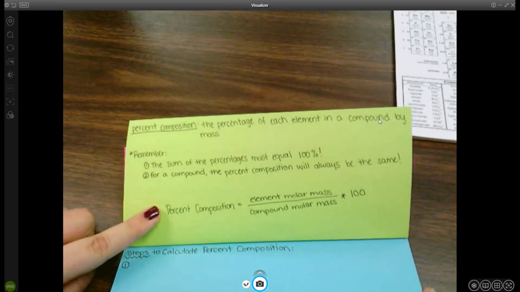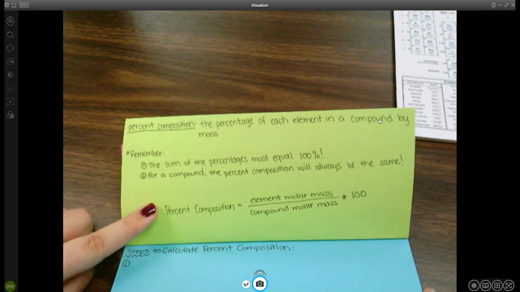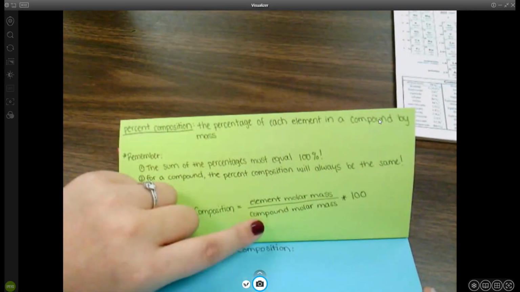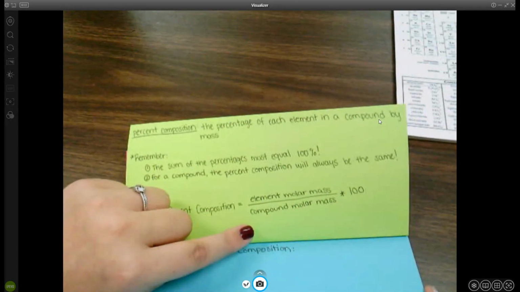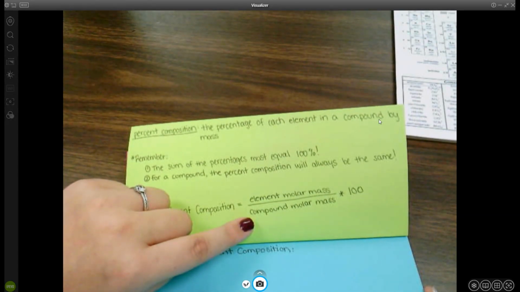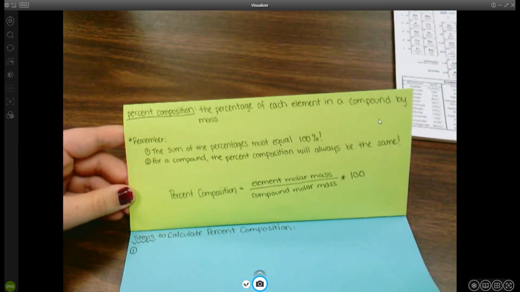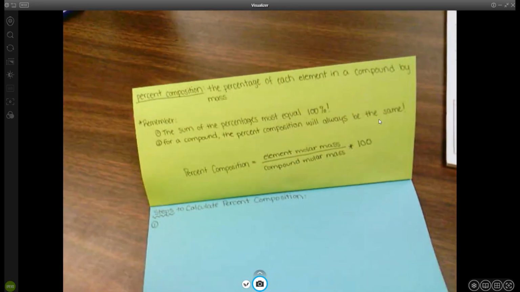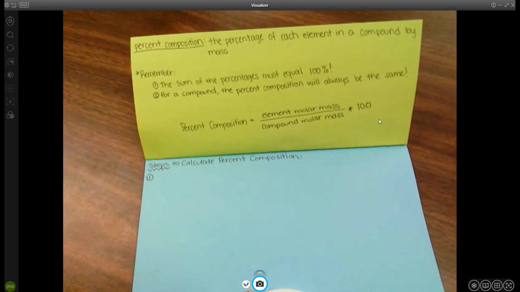Now we're going to get into the formula to calculate percent composition. Percent composition is equal to the element's molar mass over the compound's molar mass times 100, right? You multiply by 100 to get it into a percentage. So that's the formula.